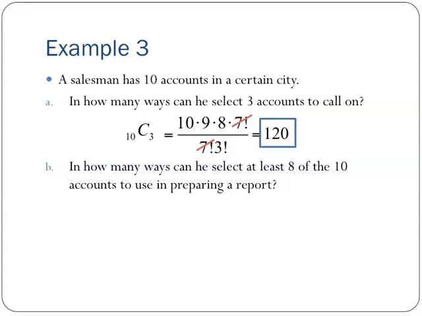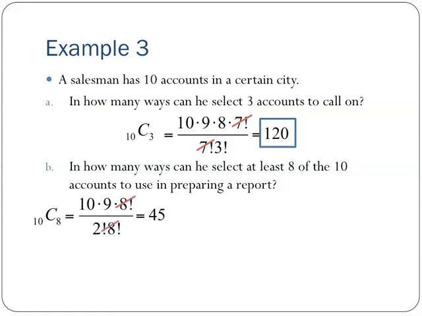So what we're going to do is find out how many ways there are for him to select 8, how many for him to select 9, and how many ways for him to select 10. Once we've found the number of ways for 8, 9, and 10, then we'll add all of those together, and that will give us the total number of ways he can select at least 8 of the 10 accounts. So let's start with 8. So that would be 10 choose 8. We'll go ahead and apply the formula to it. And this ends up being 45.